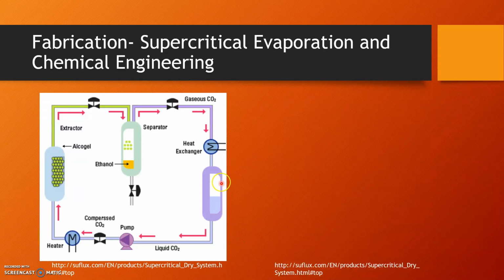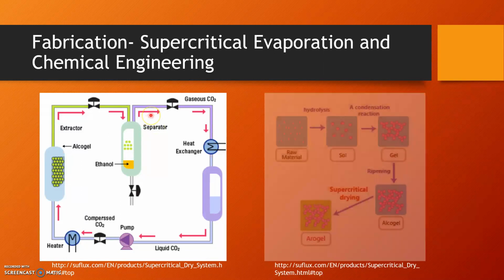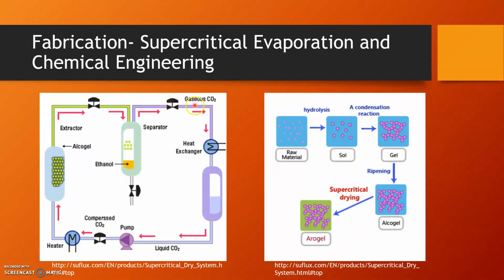The fabrication of aerogels is pretty much what chemical engineers are most concerned with. The aerogel begins as a resin into a separator, and the other unit operations that the chemical engineer should be familiar with are working with gaseous CO2, heat exchangers, liquid CO2, pumps, condensed CO2, heaters, working with alkyl gels, extractors, and then being able to separate and dry an aerogel using ethanol.